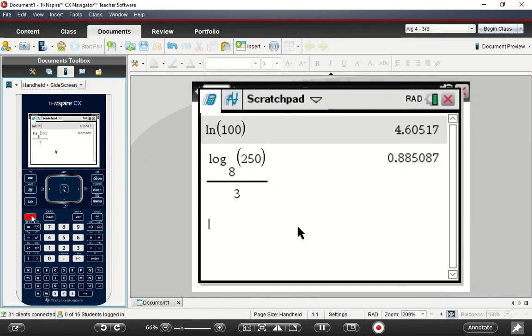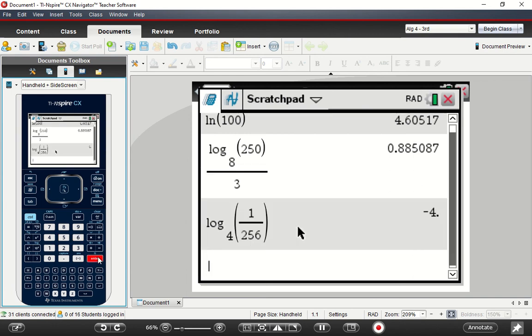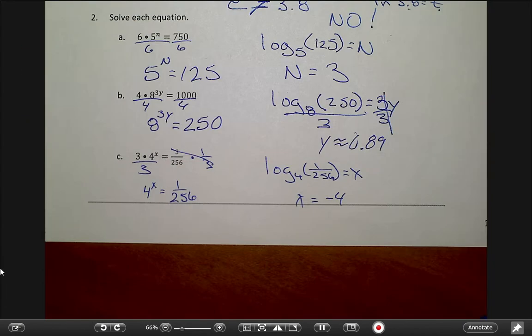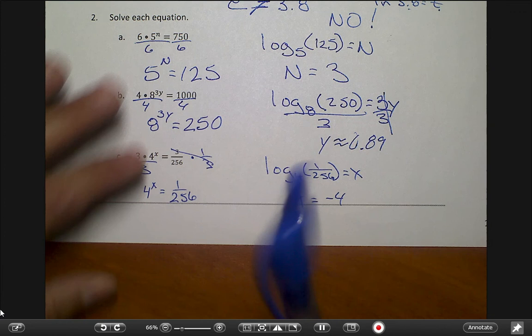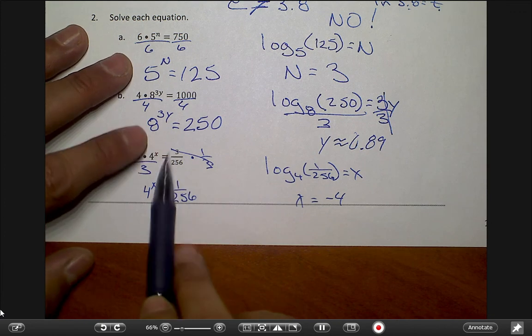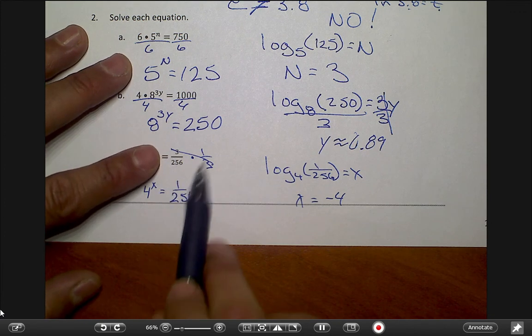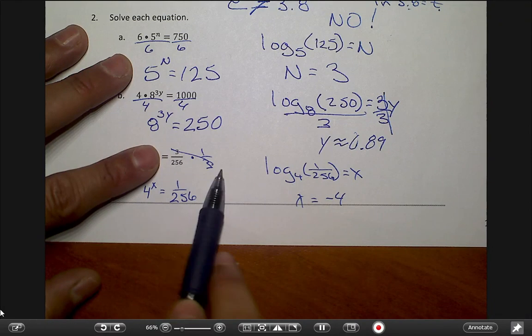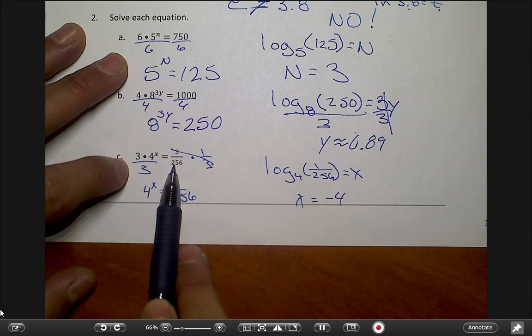All right, let's see. Where'd you get 1 over 2? We have 4, right? Yeah. And this is 1 over 256. Okay, whatever you got, 256 first. So right here, see where I got this? If I take this and divide it by 3, it's the same as multiplying by 1 over 3. And I'm showing that these will cancel, so it should be 1 over 256.